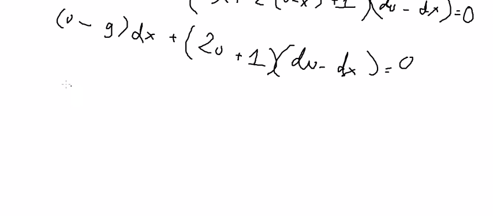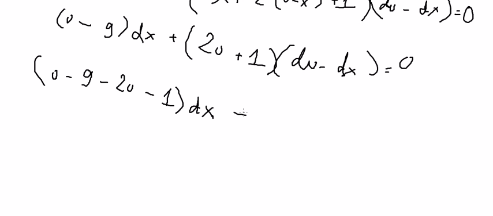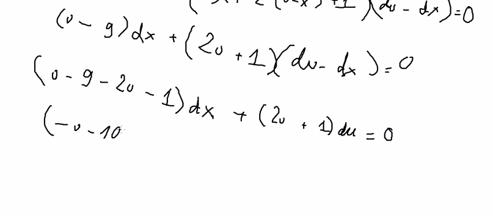So we have u minus 9. So we have negative dx multiplied with 2u and number 1 u. So you get negative 2u, negative number 1. You get dx. This one you get 2u plus 1 du. So this one you get negative u, negative number 10 dx.